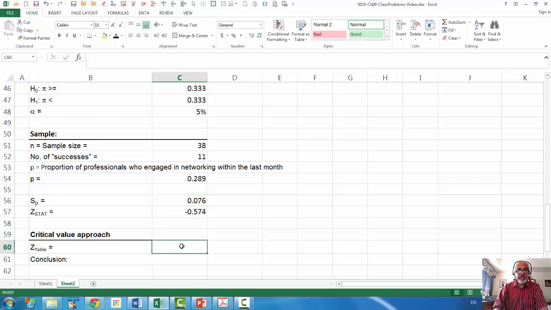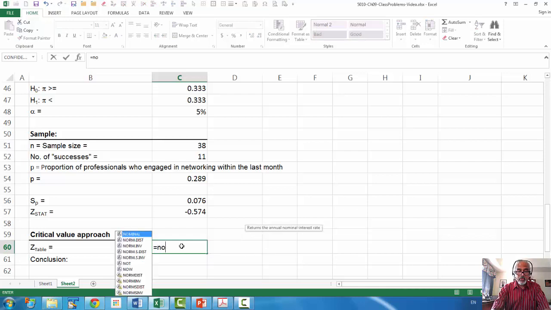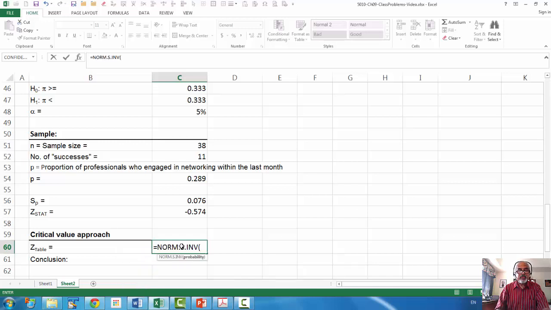All right, so now the Z table value. This is a less than alternative hypothesis, so our Z critical value is on the left side, so it's a negative value. So NORM.S.INV. Now all we have to do is give it the cumulative probability. If alpha is the tail area on the left side, that would be the cumulative probability. So we simply give the cumulative probability. That will give a negative value.